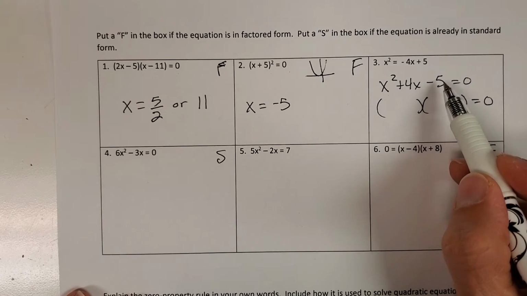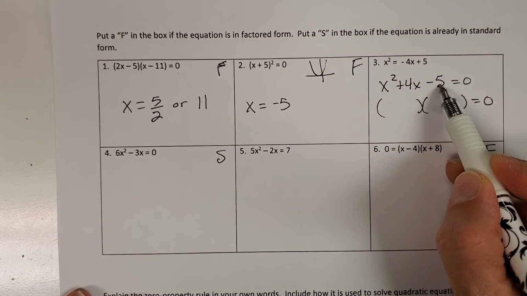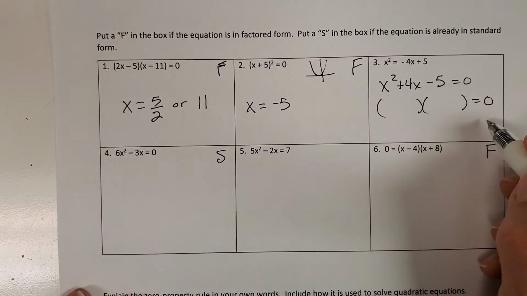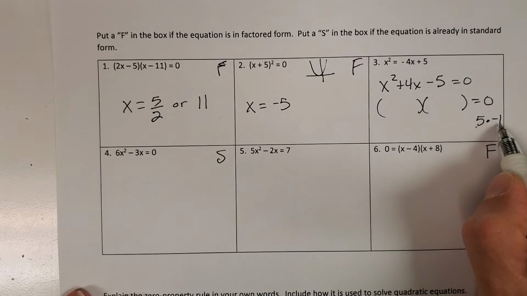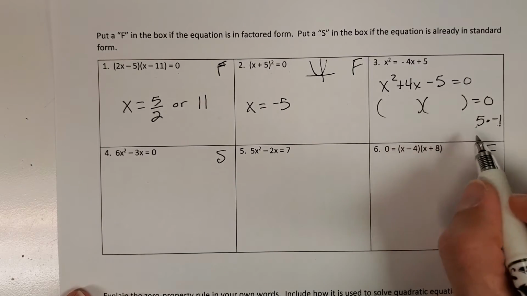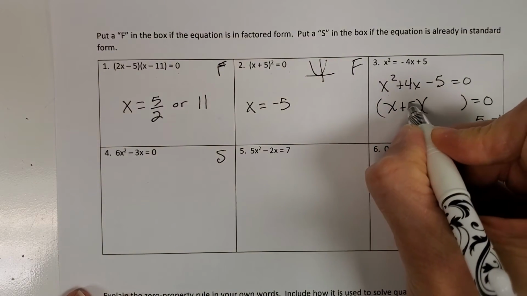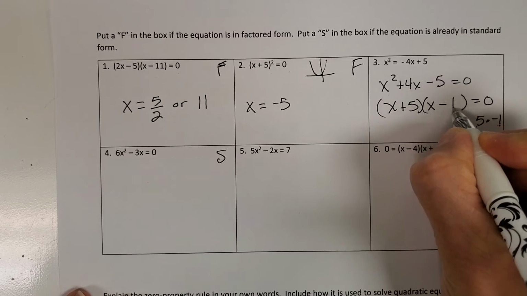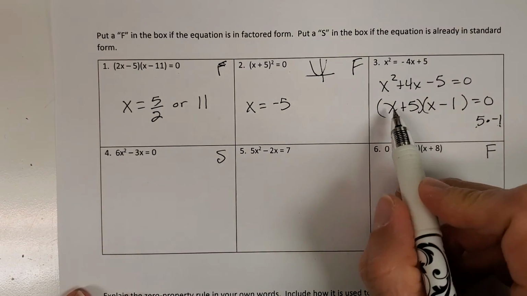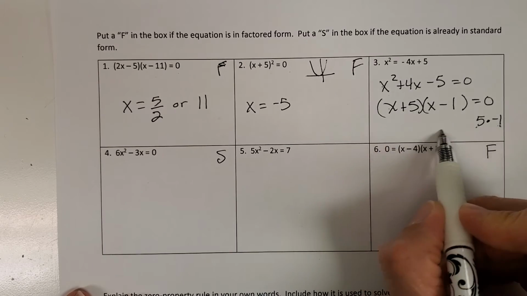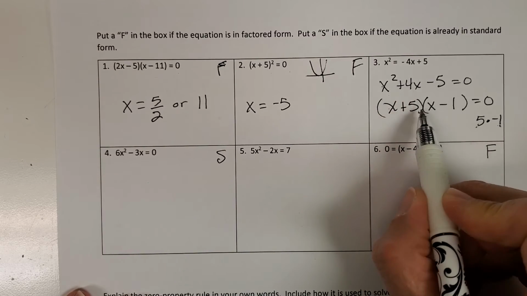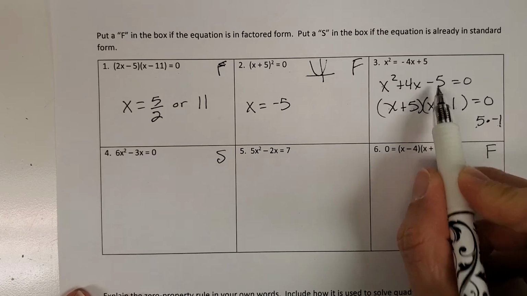So here's where I have to find two factors of -5 that add up to 4. Well, that would be 5 and -1. They multiply to get -5, but when I add 5 and -1, I get 4. So we know that our factors are x plus 5 and x minus 1. Let's check. X times x, yes, that's x squared. 5x minus 1x is 4x, correct, so we're good. 5 times -1 is -5.